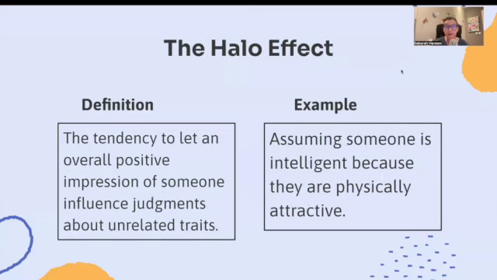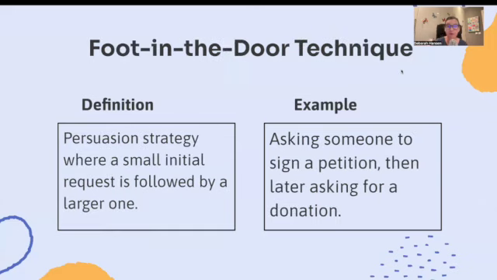The halo effect. This is the tendency to let an overall positive impression of someone influence judgments about unrelated traits. So, for example, assuming that someone is intelligent because they're physically attractive. Foot in the door technique. Persuasion strategy where a small initial request is followed by a larger one. For example, asking someone to sign a petition, then later asking them for a donation.